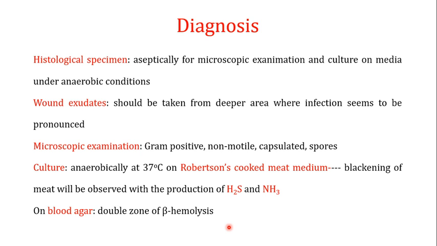If you talk about the diagnosis of Clostridium perfringens, one technique that you can utilize is to go for the histological specimens. If you talk about a patient with gas gangrene, in that particular case you are going to collect the sample aseptically from the infected individual. You then go for the microscopic examination.